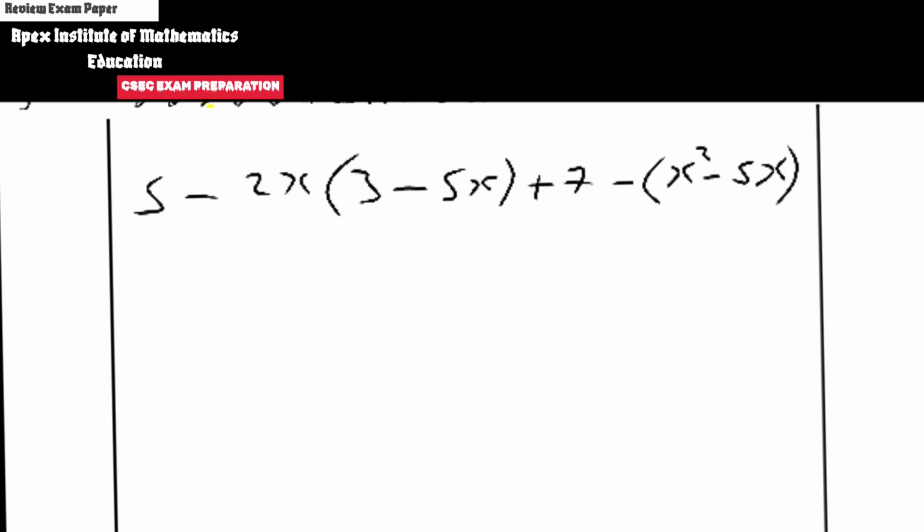So in this case then, you have to bring down the 5 and you have to distribute the negative 2x inside the bracket. So we have negative 2x times 3, and we have negative 2x times negative 5x. Then we're going to go ahead now and check to see on the other side.